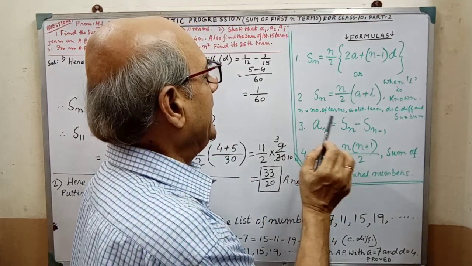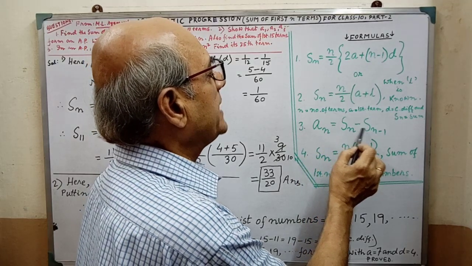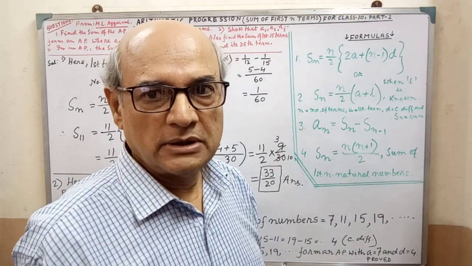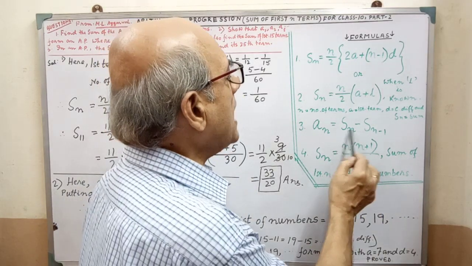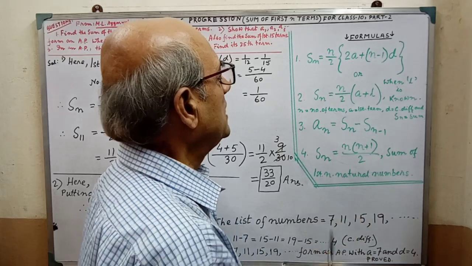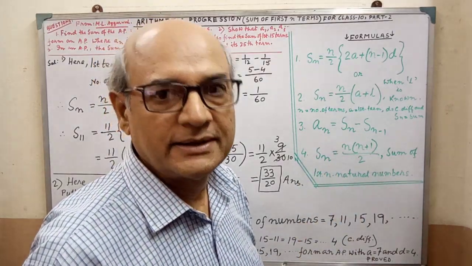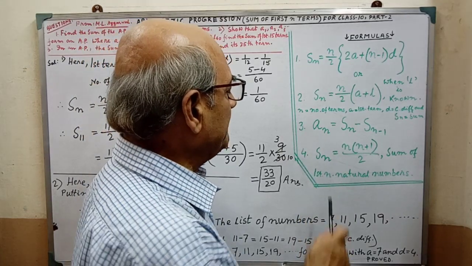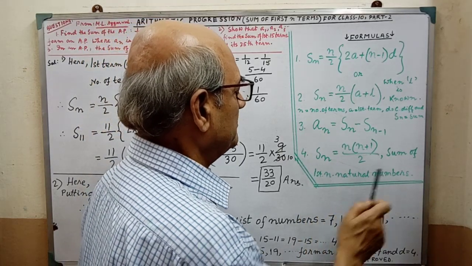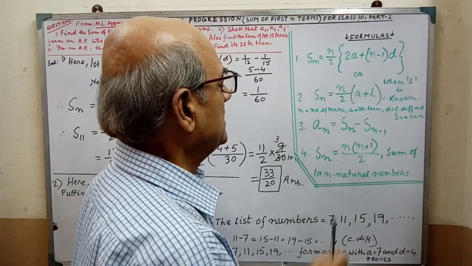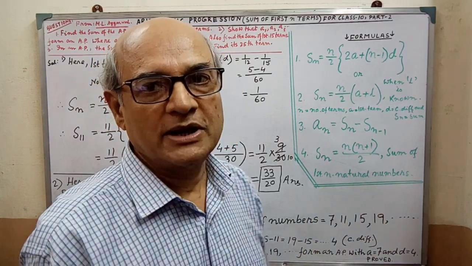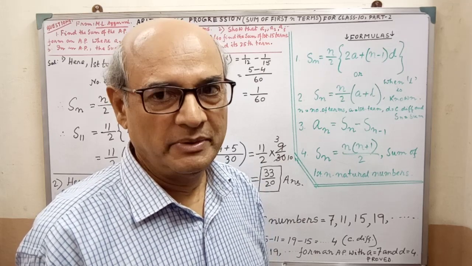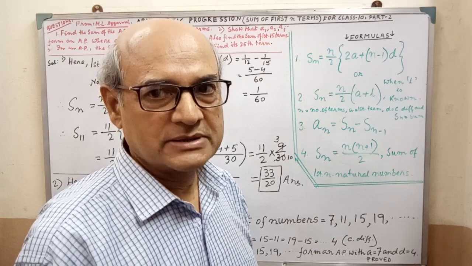Now an equal to Sn minus Sn minus 1. To get the terms, the difference between sum of consecutive terms, that you will get the terms. And sum of first n natural numbers, that is Sn equal to n into n plus 1 by 2. These are the formula you have to remember. On the formula, sums are given.